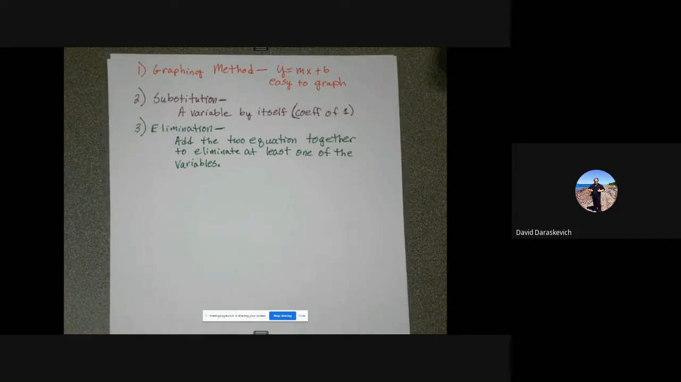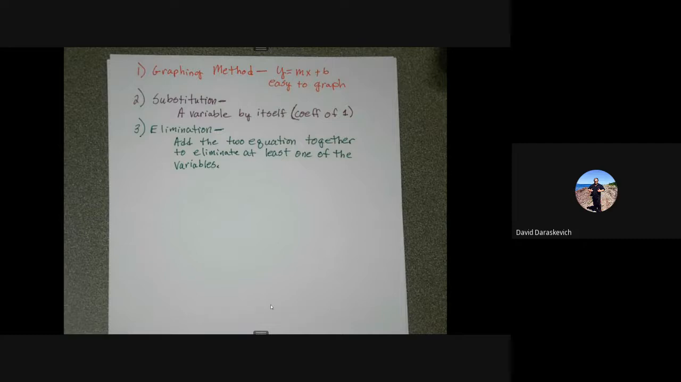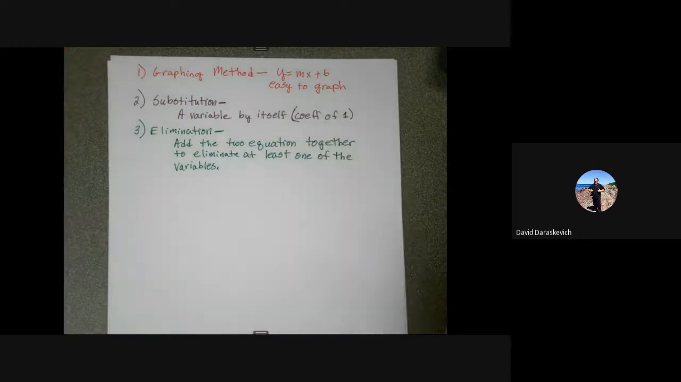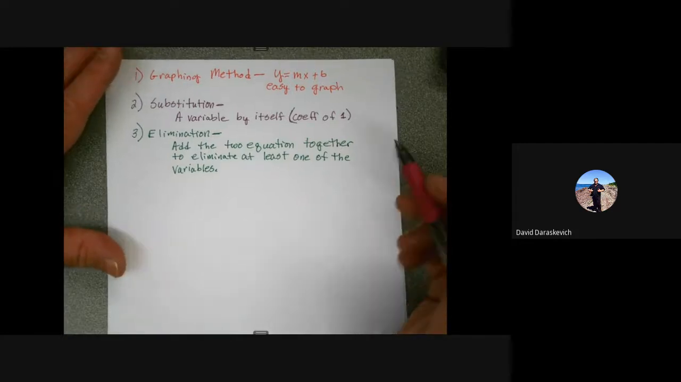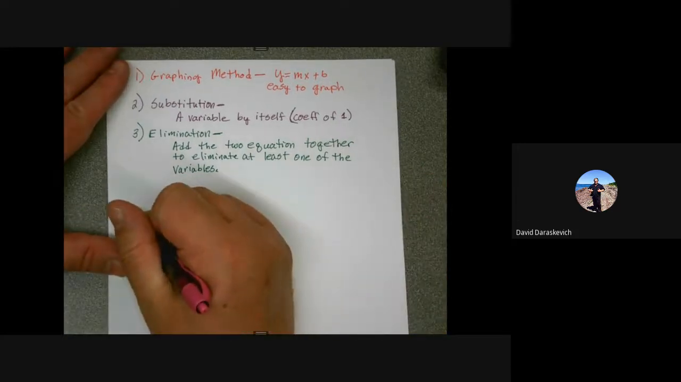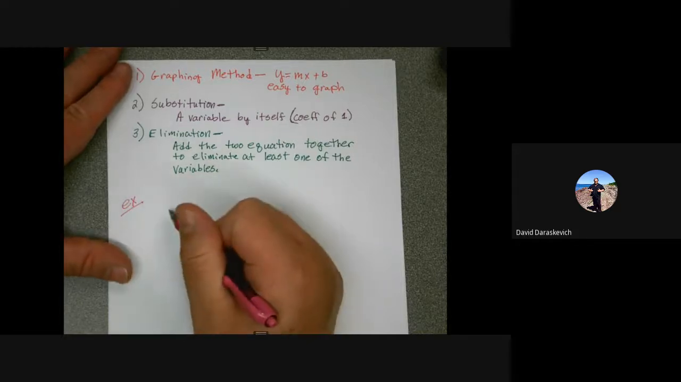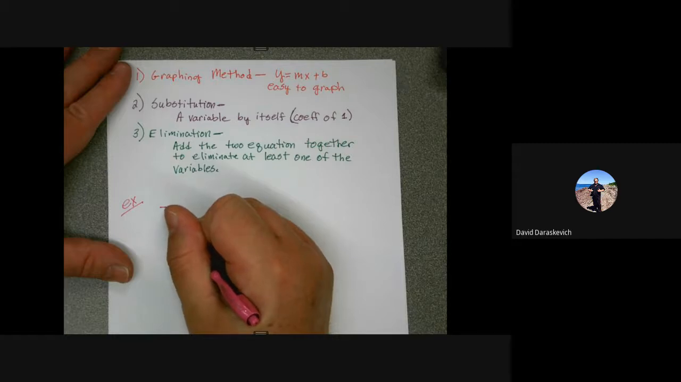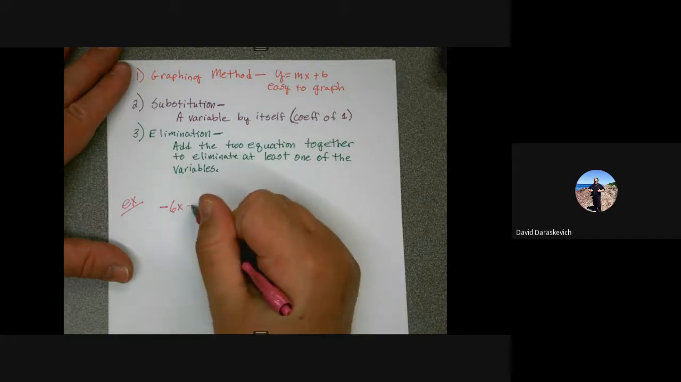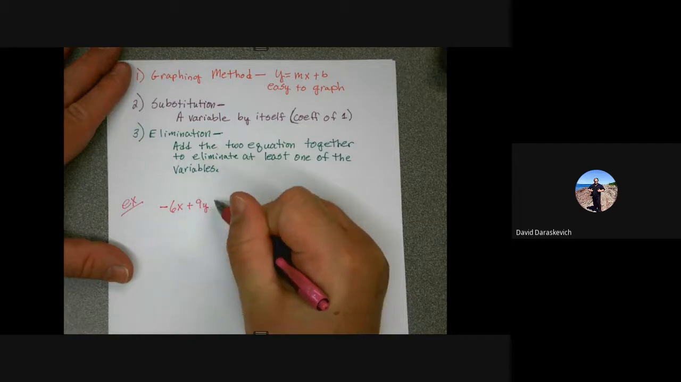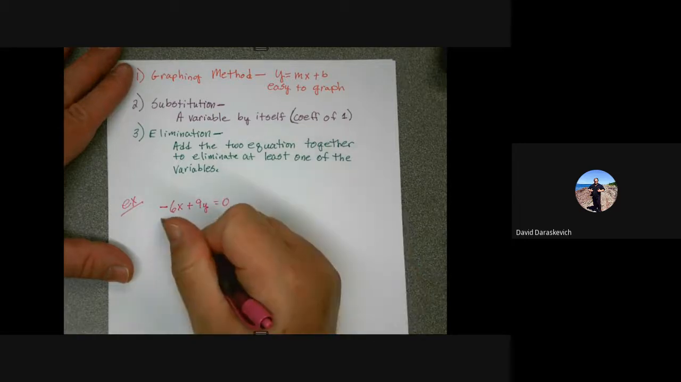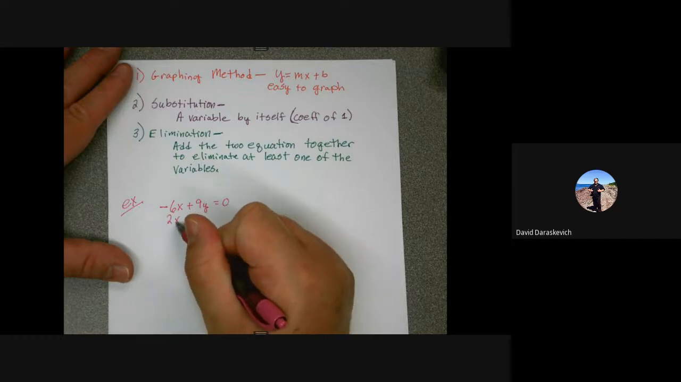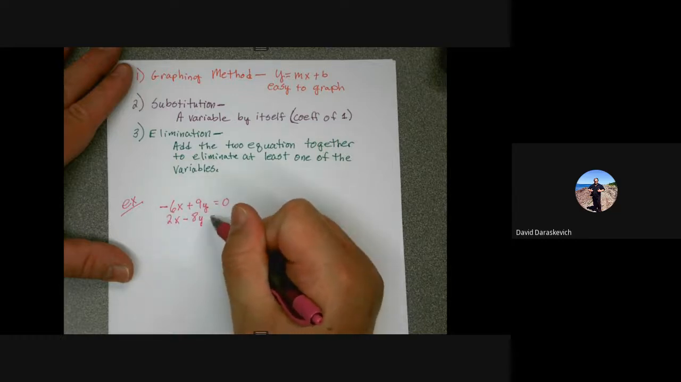Now this section, let me get rid of this. The section in Delta Math, one of the sections is, well, what would be the best method to use? Okay, so let's take a look at some examples. My first example here. Okay, suppose I had negative 6x plus 9y equals 0, and 2x minus 8y equals 20.